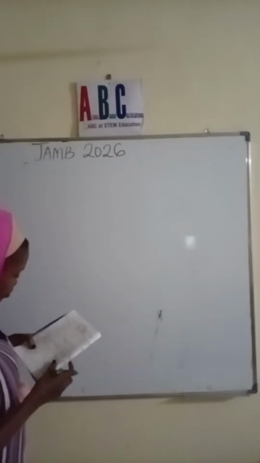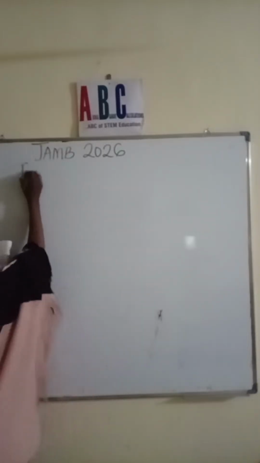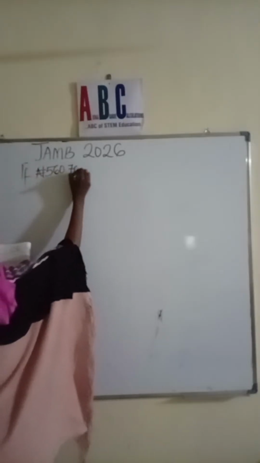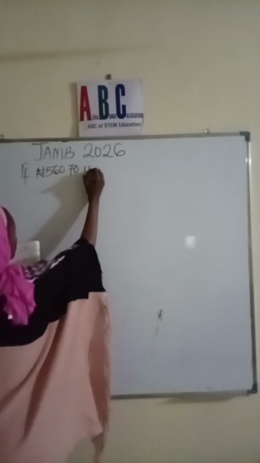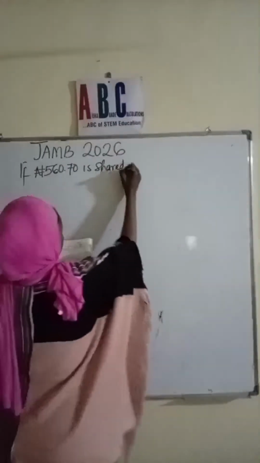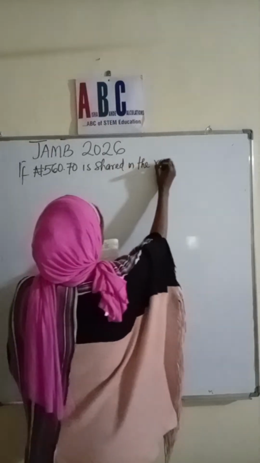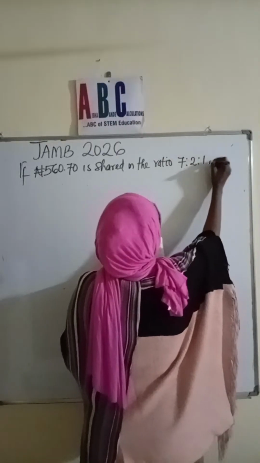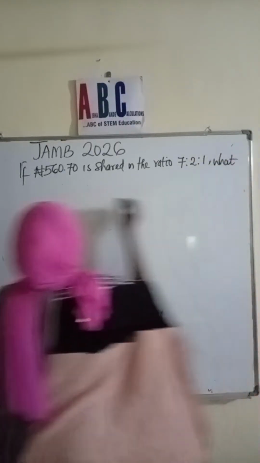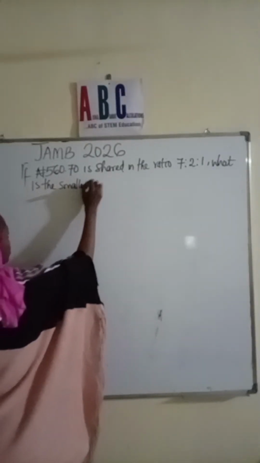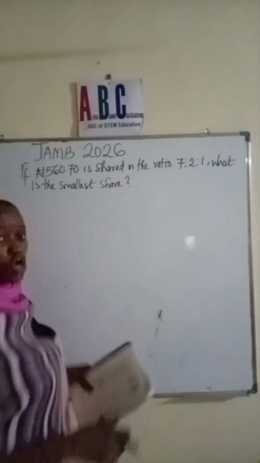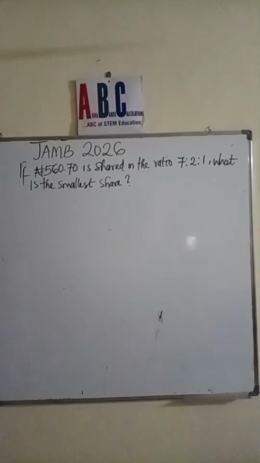So we have the next question, which is under ratio. It says if 560.70 naira is shared in the ratio 7:2:1, what is the smallest share? This one is so easy, simple, straightforward. 30 seconds is enough for us to solve this. Should I drop the options? Is there need for me to drop the options?